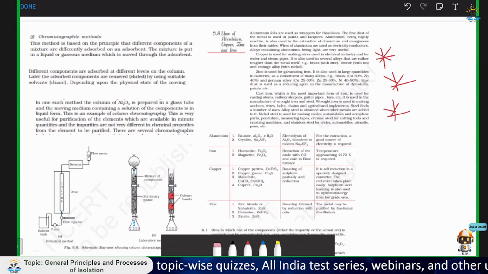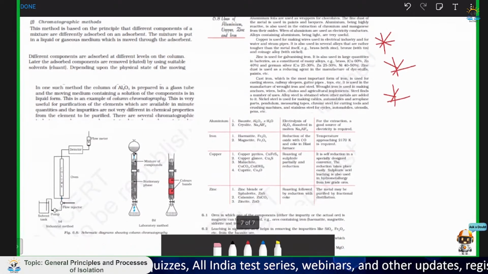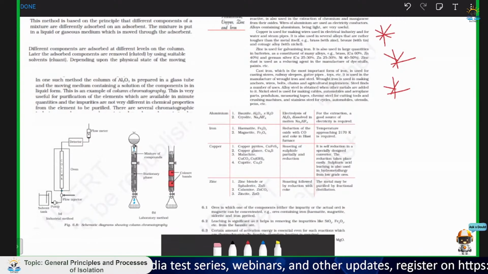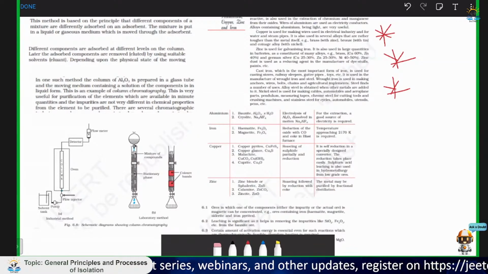Steel finds a number of uses. Alloy steel is obtained when other metals are added to it. Nickel, please read that whole thing. And below the table is the gist of the extraction of those metals.